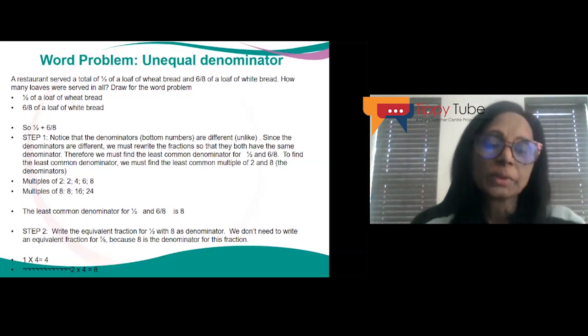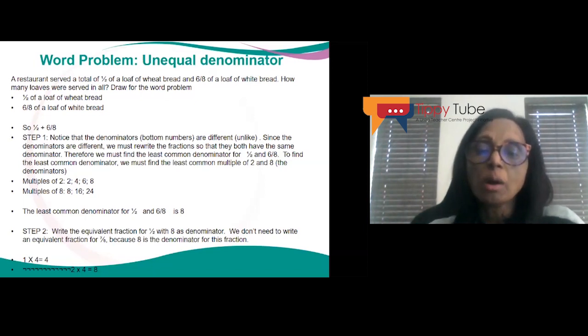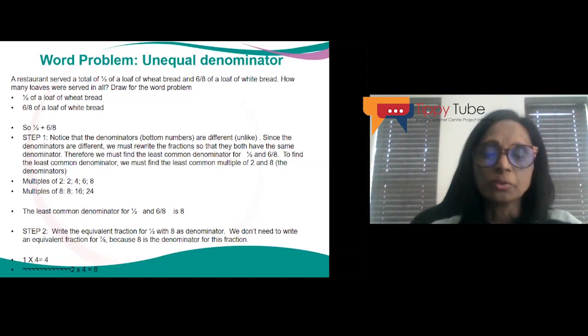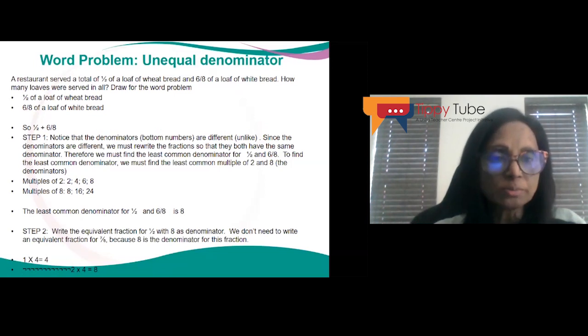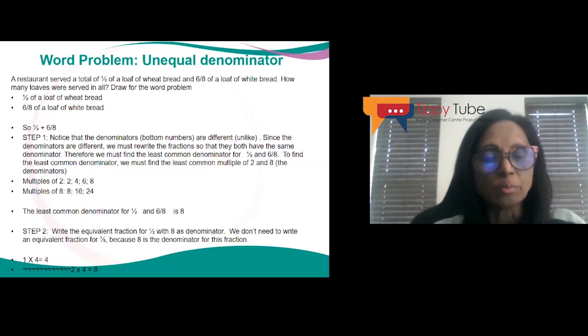Then step 2: write the equivalent fraction for 1/2 with 8 as the denominator. We don't need to write an equivalent fraction for 6/8 because 8 is already the denominator for this fraction. So what we do is multiply 1 by 4 in the fraction 1/2, and the bottom, 2, we multiply by 4, and we get 4/8, which, as you can see, has the same denominator as 6/8.